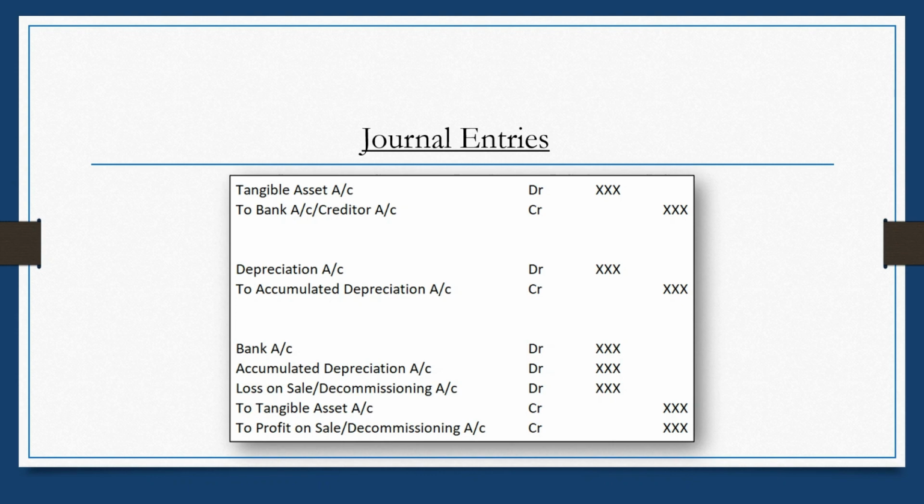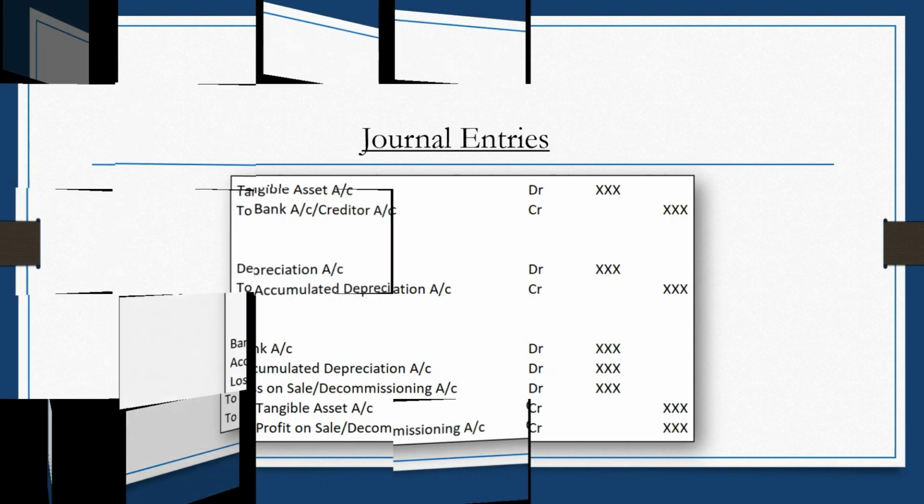Let's say you are selling the asset at a loss, so loss on sale will be debit, and then the tangible account gets credited because you are removing your asset from your books. And finally, let's say if there is a profit on sale instead of loss, then again profit being your income will be credited because there is an increase in income. We will take some practical example.